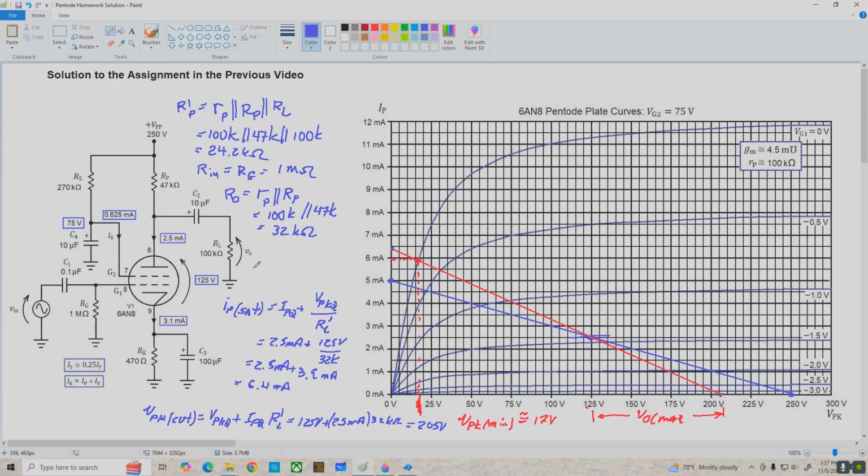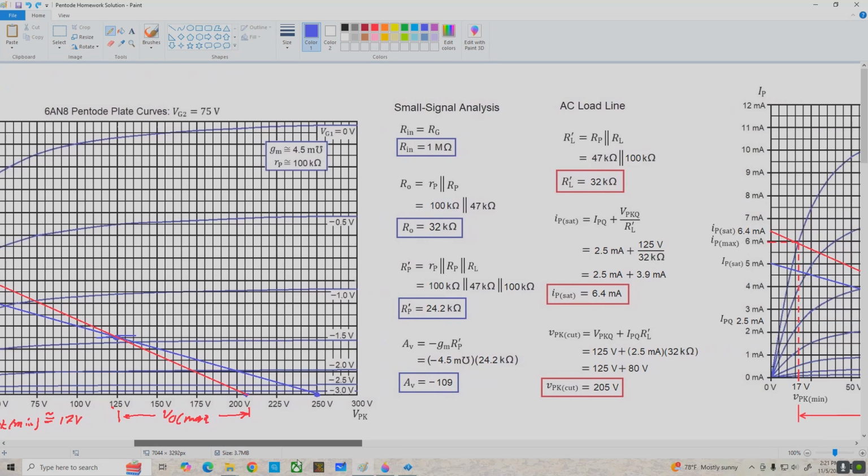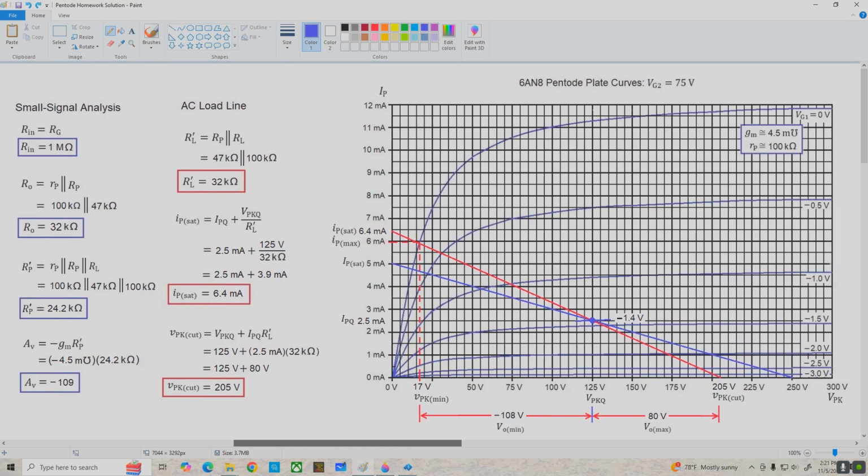And finally, our voltage gain, AV, is negative gm times R prime P. And let's see, gm is 4.5 millimhos, negative 4.5 millimhos, times 24.2 k ohms is a voltage gain of negative 109. Now, since this page has become almost incomprehensible, let's just go on over and take a look at the nice version of the calculations and the AC and DC load lines as well.